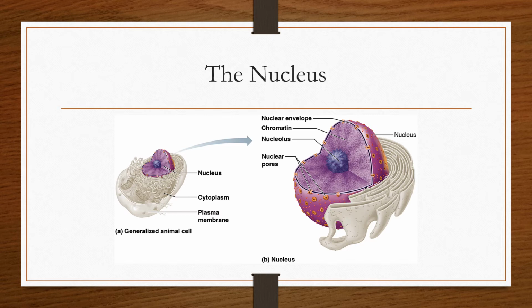Lastly, we have chromatin. When a cell is not dividing, the DNA is carefully wound around proteins called histones to form a loose network of beads on a string called chromatin. When the cell is dividing, the chromatin threads coil and condense to form chromosomes. We will also talk about that process later on in the lecture.